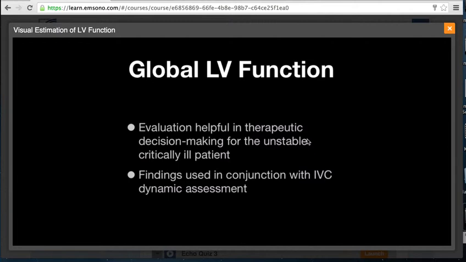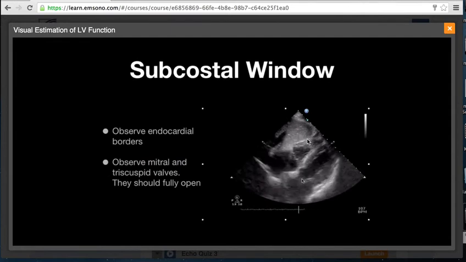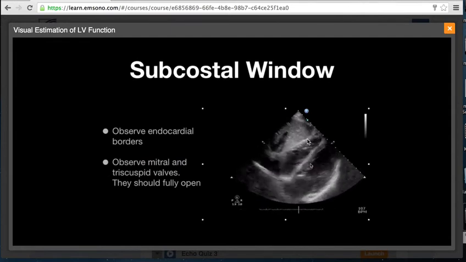Particularly in patients who have never been to your institution before and there's no prior records of cardiac status, it can be immensely helpful in these critically ill patients to know what their global LV function is and what their inferior vena cava assessment is. This can give you a wealth of information in terms of whether or not to give fluids and potentially how much fluid to give. On the subcostal window, look at the endocardial borders.